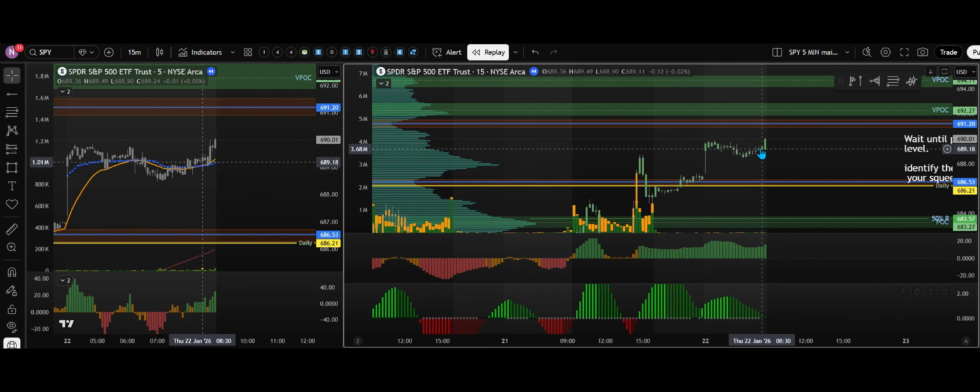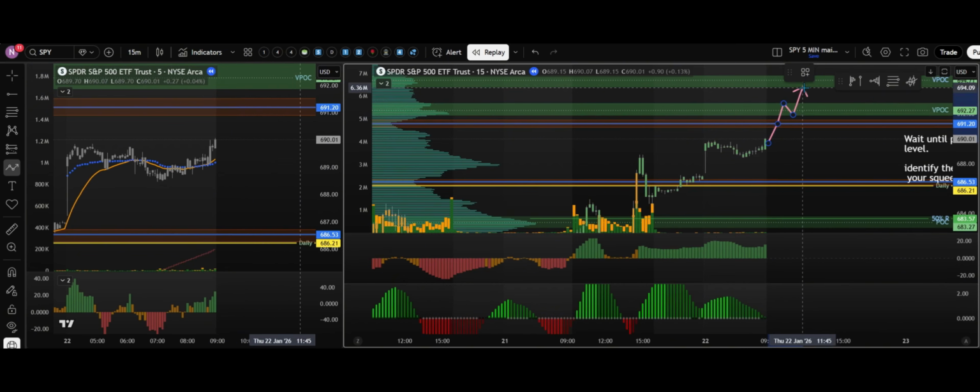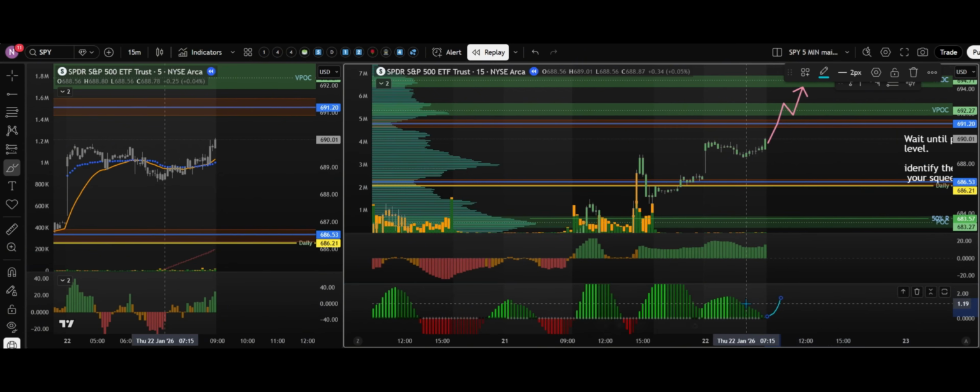So is it more likely that we would open, test this low volume node, break through it, retest this next volume area up here, and just keep going? What that would require is the squeeze momentum going from its downward trajectory to just pulling back up again, which is possible. It does happen. It's just not as likely as the momentum continuing to go down as we test this very intense resistance level from this low volume node.